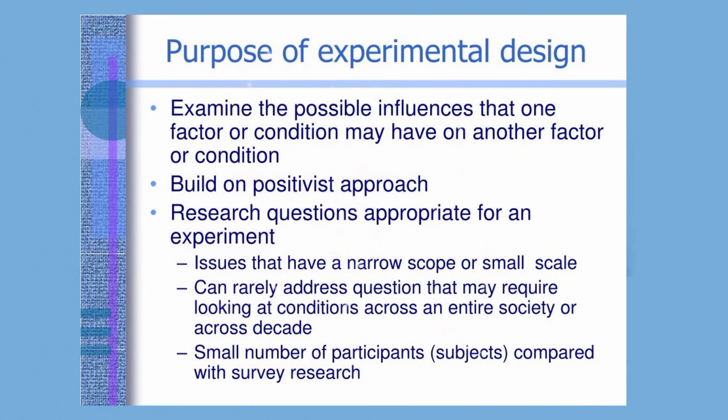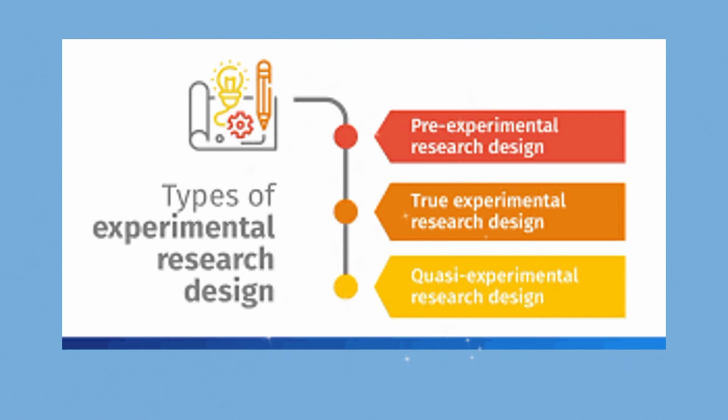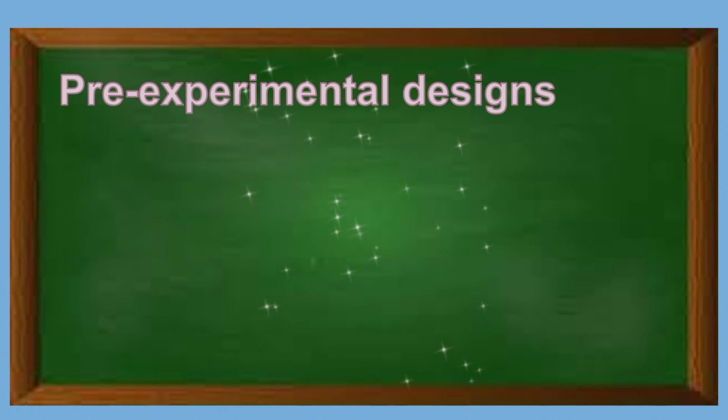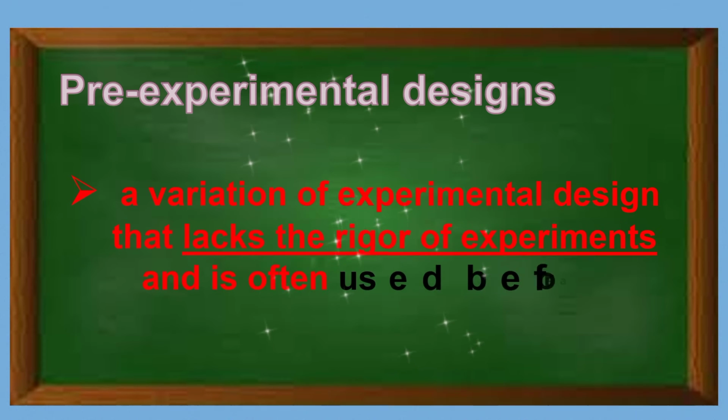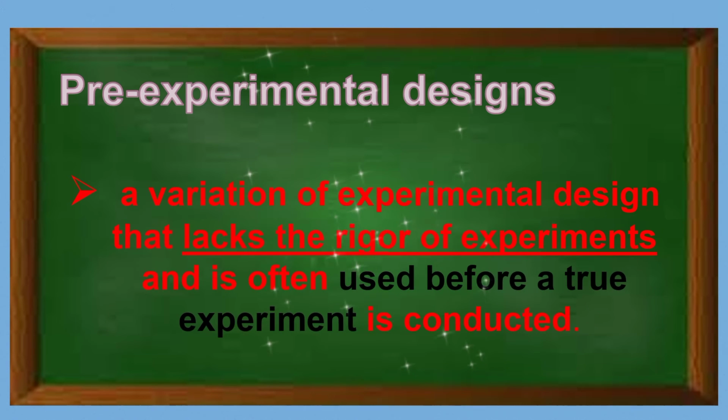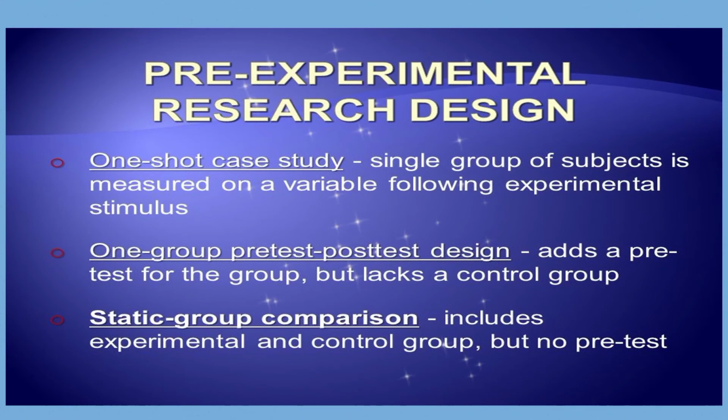The purpose of experimental designs is to examine the possible influences that one factor or condition may have on another factor or condition. Types of experimental designs. Pre-experimental design is a variation of experimental design that lacks the rigor of experiments and is often used before a true experiment is conducted. Examples of pre-experimental designs are the one-shot case study, one-group pretest-posttest design, and static group comparison, and their diagrams.